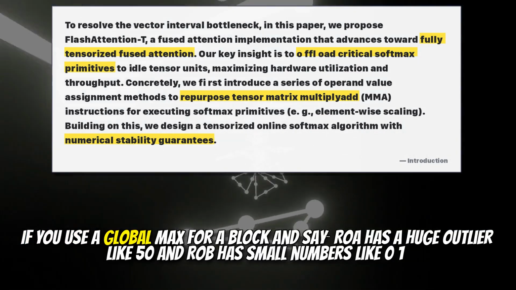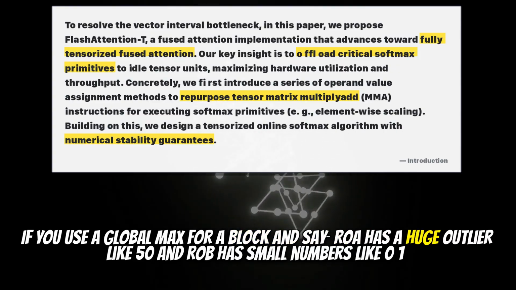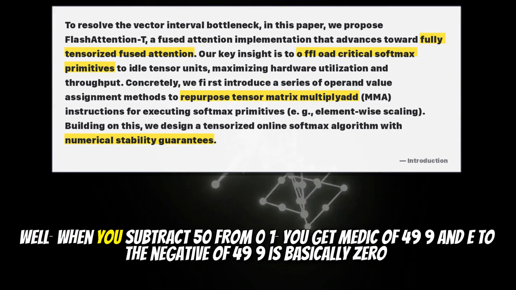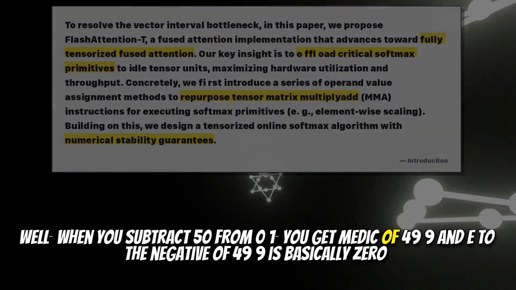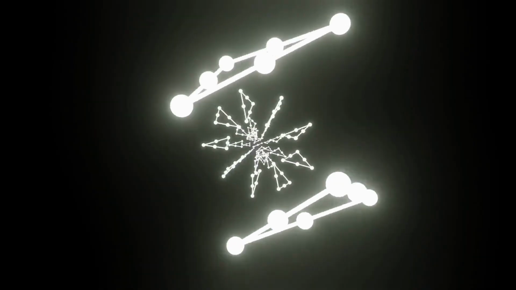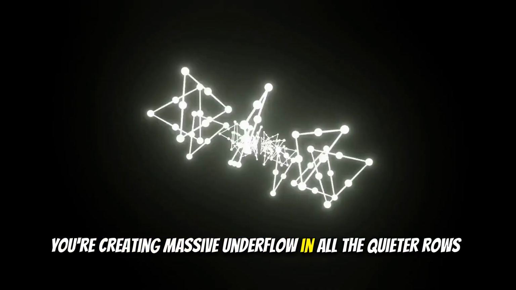If you use a global max for a block and say row A has a huge outlier like 50 and row B has small numbers like 0.1, well, when you subtract 50 from 0.1, you get negative 49.9, and e to the negative 49.9 is basically 0. You're creating massive underflow in all the quieter rows.